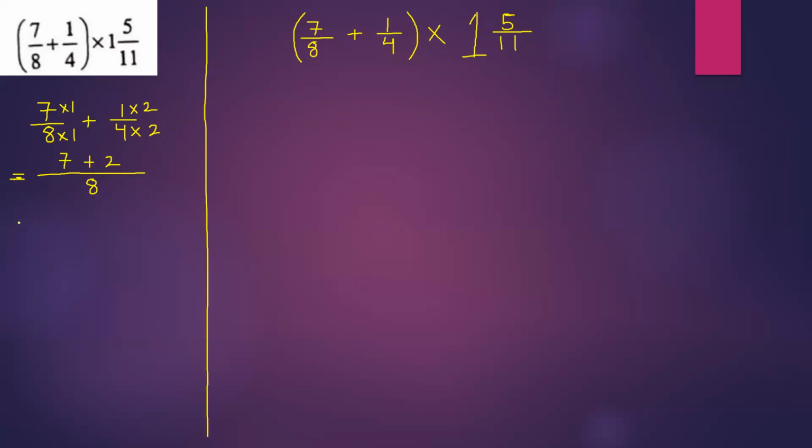So 7 plus 2, what is 7 plus 2? 9. Very good, that's going to be 9 over what? 8. So now we know that 7 over 8 plus 1 over 4 is equal to 9 over 8. So let's add them. That's going to be equal to 9 over 8.